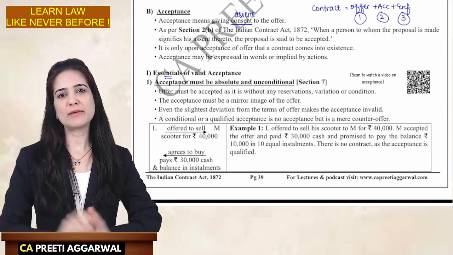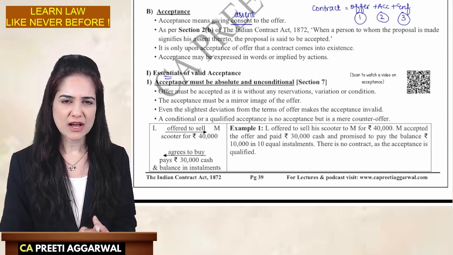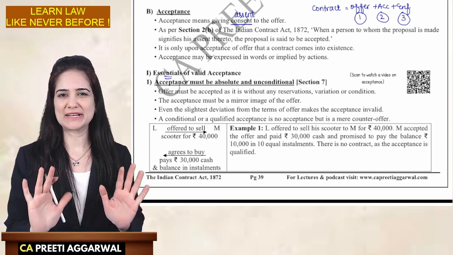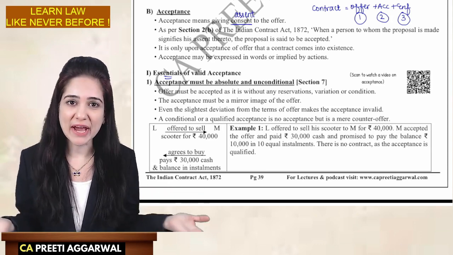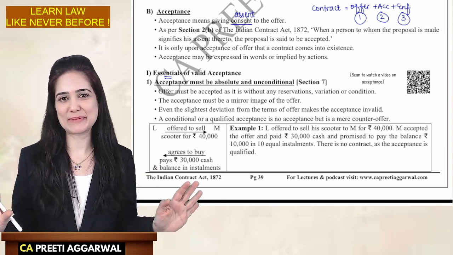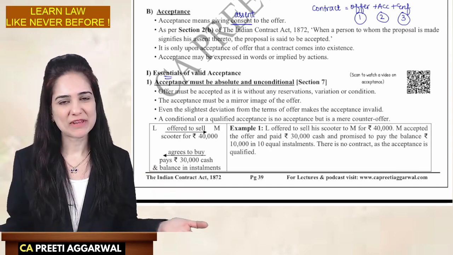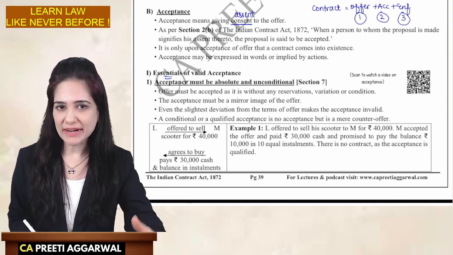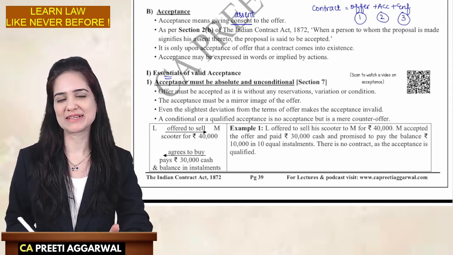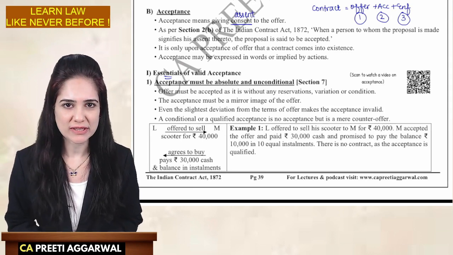I offer to sell my car to you for 5 lakhs. You say, no, ma'am, I'm not interested in buying this car for 5 lakhs. My offer is rejected. There is no acceptance. It will not become a valid contract. So acceptance means giving assent, and it is only after acceptance that a valid contract comes into existence.